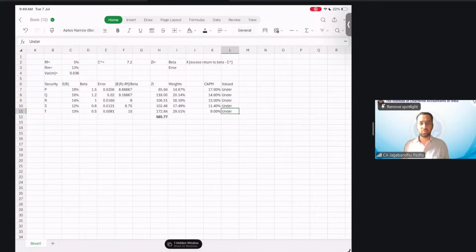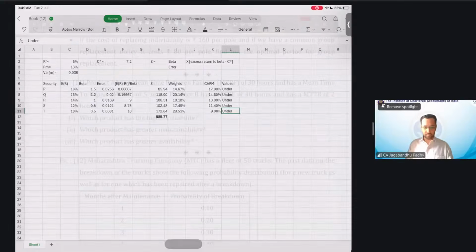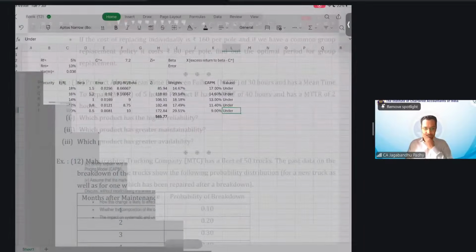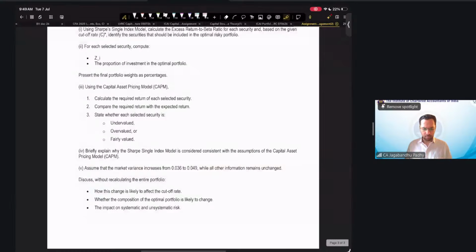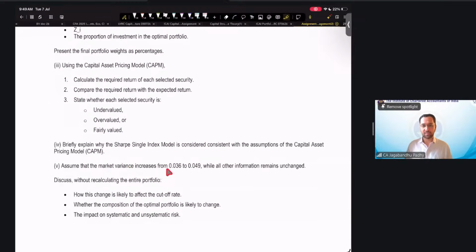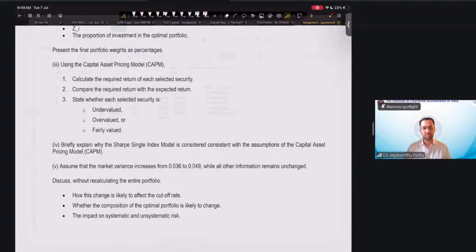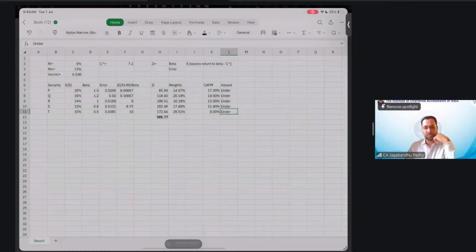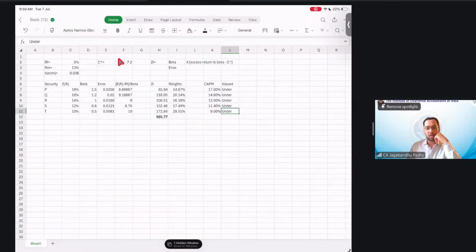Right now, what is going to be the effect of the last one, which is, discuss without recalculating the entire portfolio, if the market variance increases from 0.036 to 0.049. So if the market variance increases from 0.036 to 0.049, in our entire process, what's going to be happening? First, let's discuss what will be your cutoff rate.